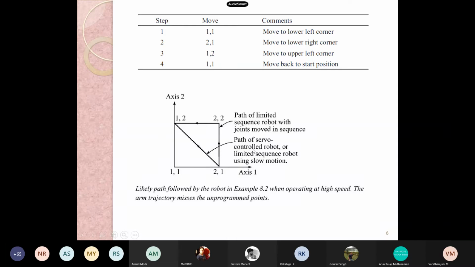Other limited sequence robots move the joints in sequence rather than simultaneously. Usually, these robots that move one axis at a time do so by moving the lower numbered axis first. Thus, the path through point 2-2 is most likely in this example. There is no industrial standard on this issue, and the programmer must make this determination either from the user manual or by experimentation with the actual robot.